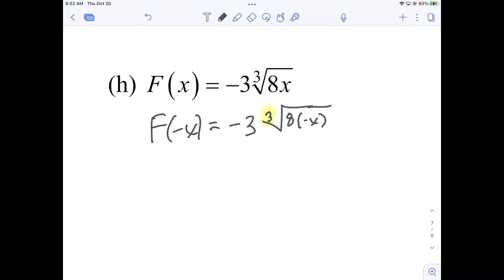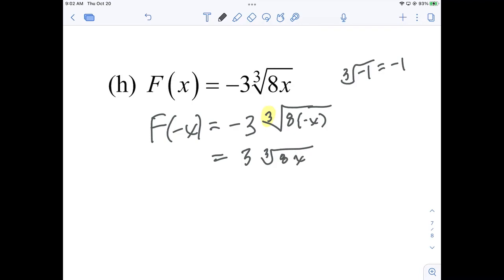So in this one, here's a little fact off to the side. The cube root of negative 1 is negative 1. So if I take that cube root of negative x out of there and call it negative 1, what's that negative going to do with the 3 up front? It's going to change its sign.